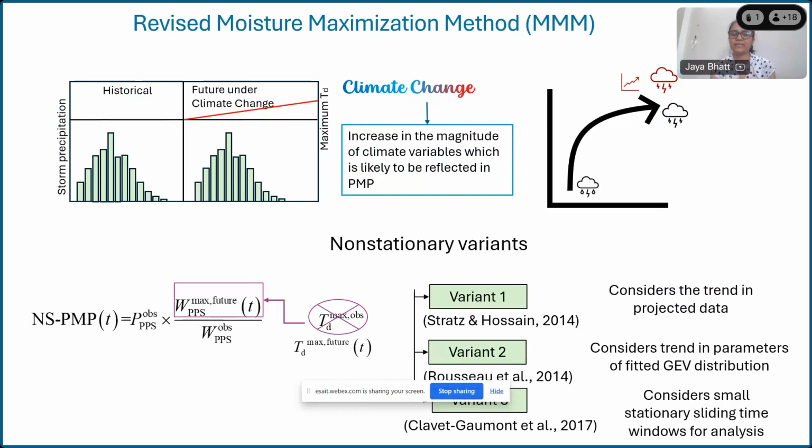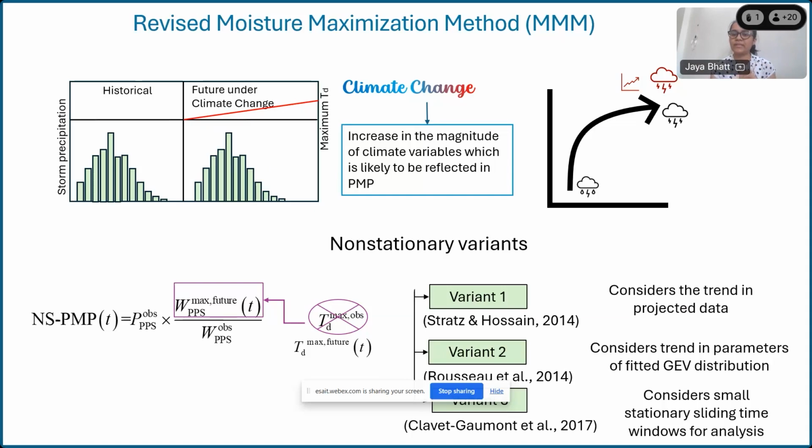So towards that, there has been research done in the last decade wherein people have come up with options or strategies to improve the conventional methods to arrive at the PMP estimates, inclusive of changing climatic conditions. So there are simple strategies which have been used that I'm going to name as variants of non-stationarity. Herein I'm looking at three variants.